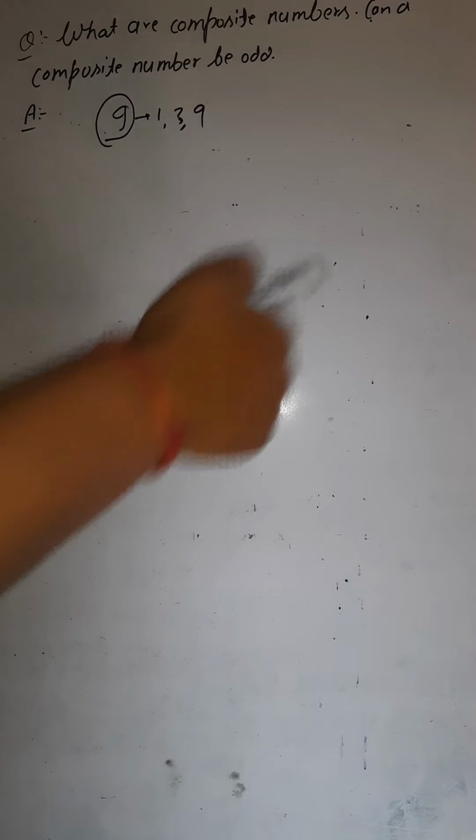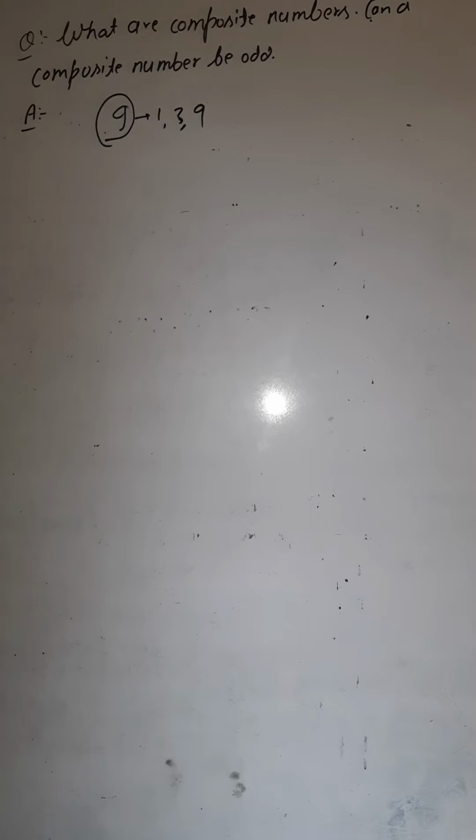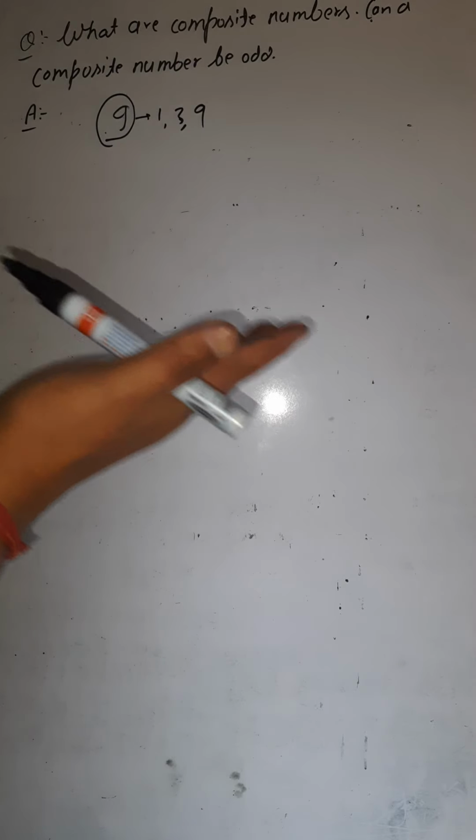Even numbers are always composite numbers, you can say, just leaving 2. 2 is an even number, but it is not a composite number. That you have to understand. Leaving 2, the rest of the even numbers are composite numbers, whether you take 4, 6, 8, 10, 12. So all the even numbers are composite numbers except 2. Are you getting this? Yes.